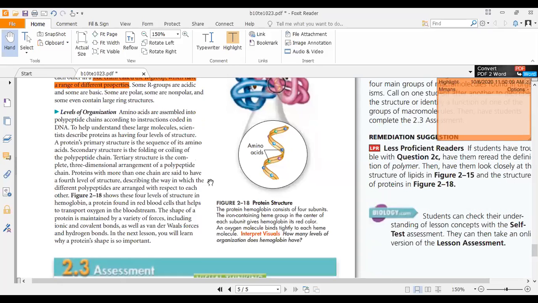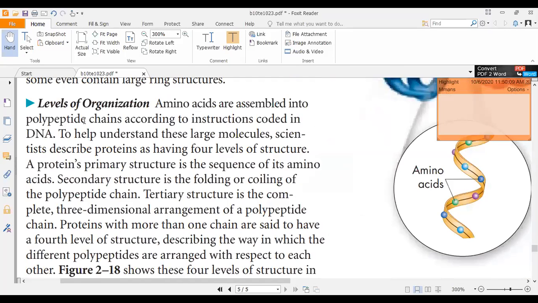Are you there? Yeah. Okay. Now, what about the levels of organization? Can anybody read, please? Raise your hands. Mazin. Or Burwell, it's okay. Okay, levels of organization. Amino acids are assembled into... Look, I need you to tell me what this is. Slow down and read it.